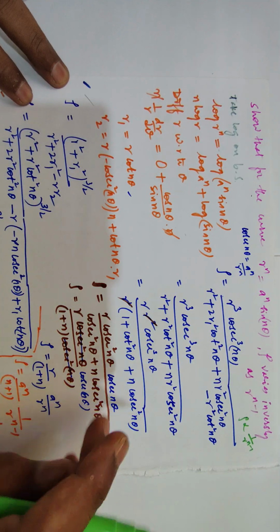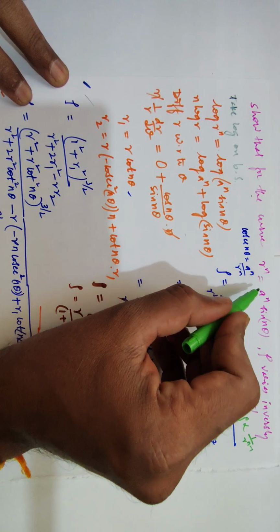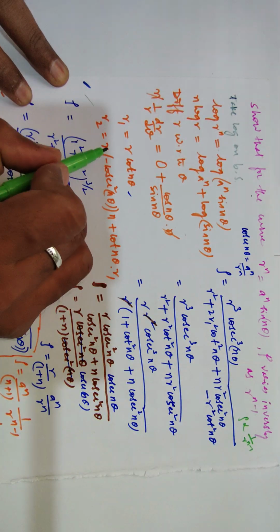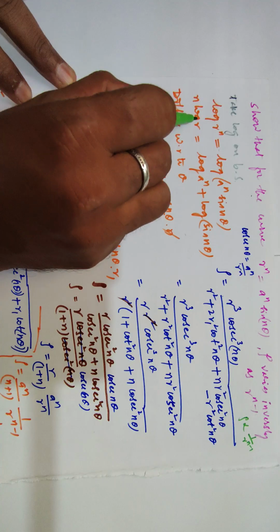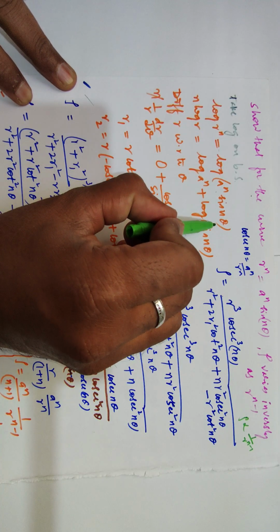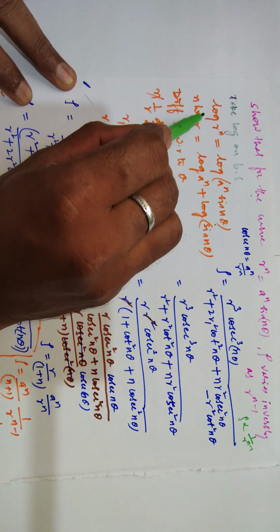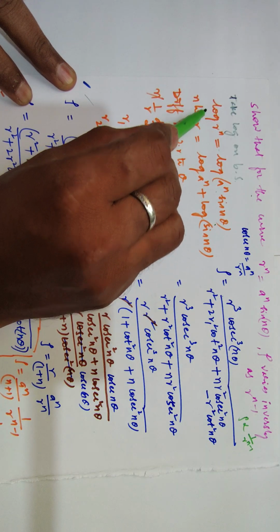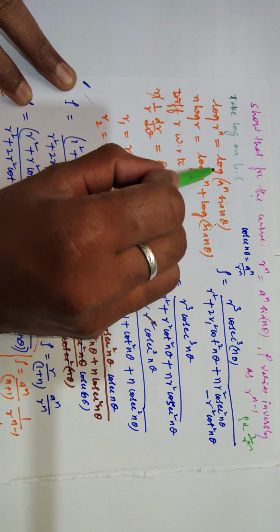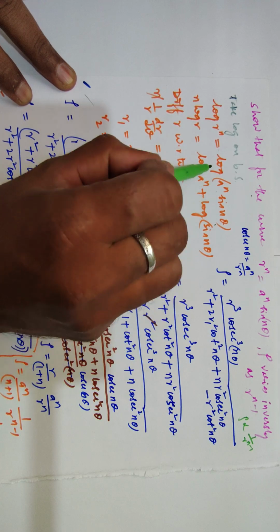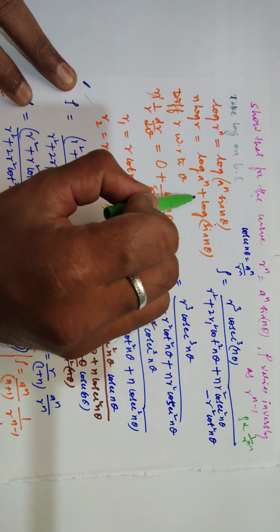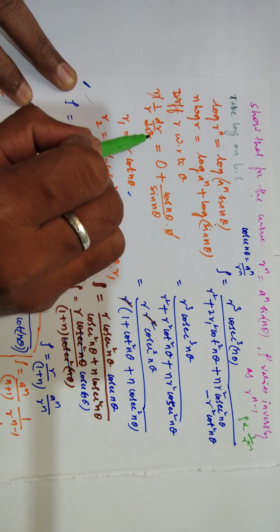For this, we have the equation r^n = a^n sin nθ. You can take logarithm on both sides. Log of r^n is equal to log of a^n into sin nθ. Apply the laws of logarithm here. Log m^n is n log m, so n log r is equal to, here you can apply log mn. Log mn is log m plus log n, that is log a^n plus log sin nθ.